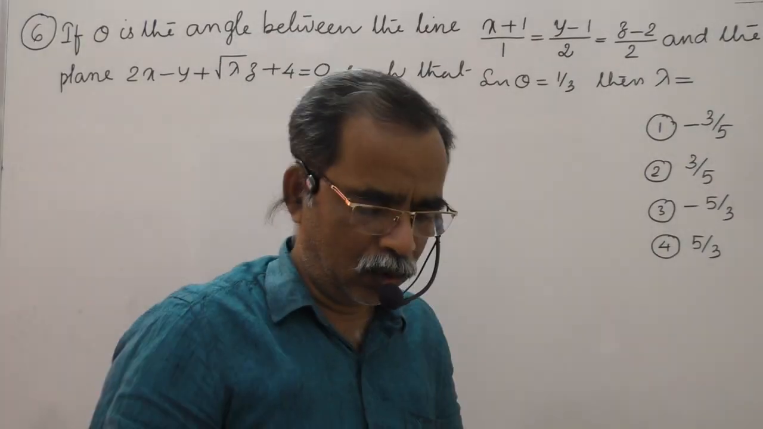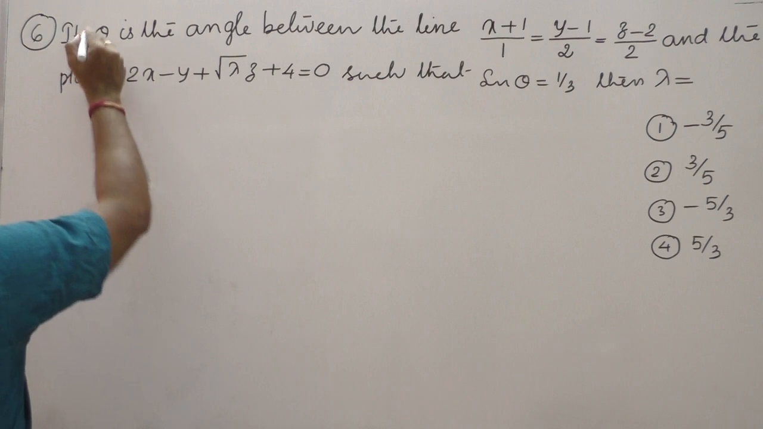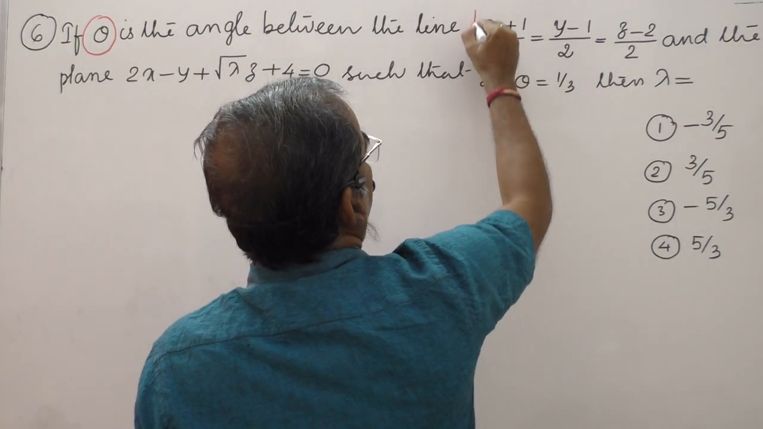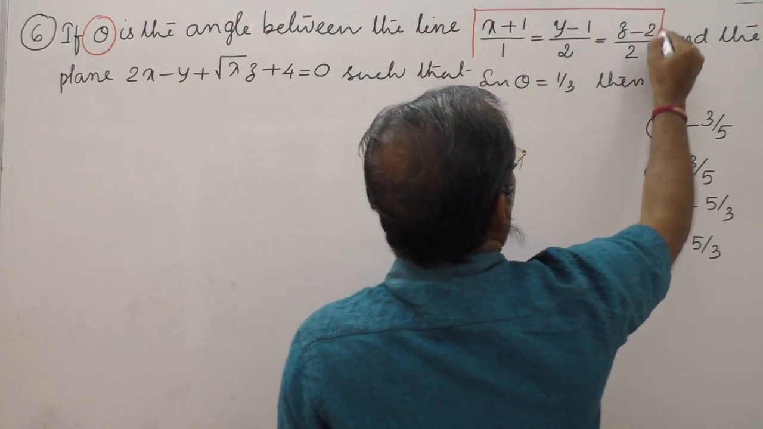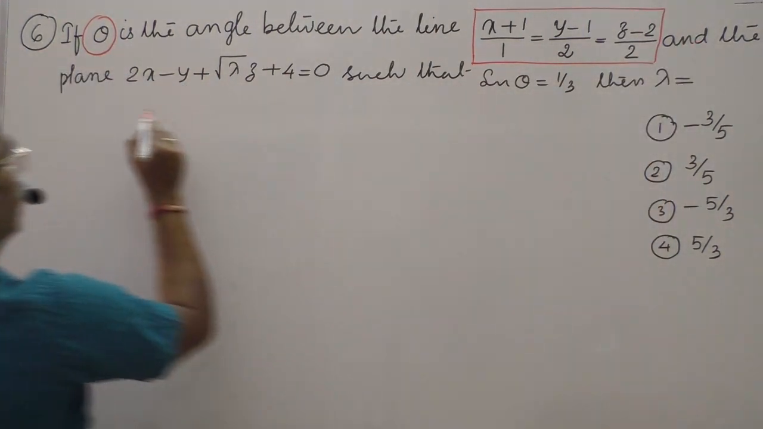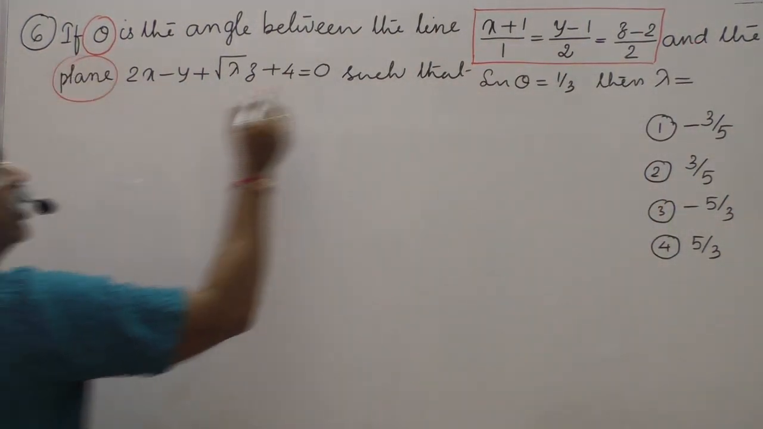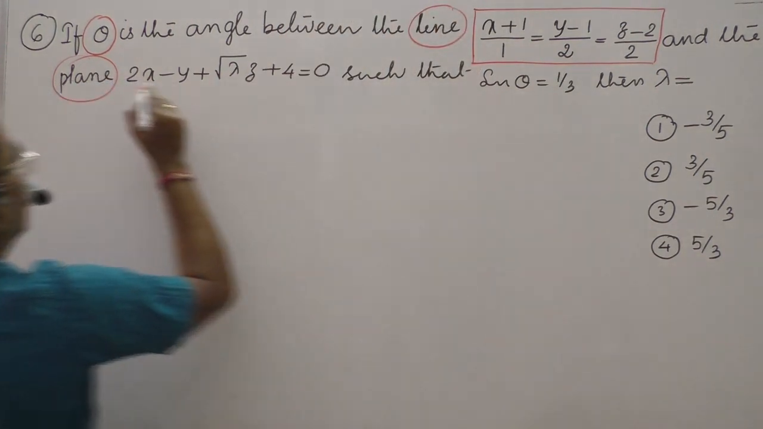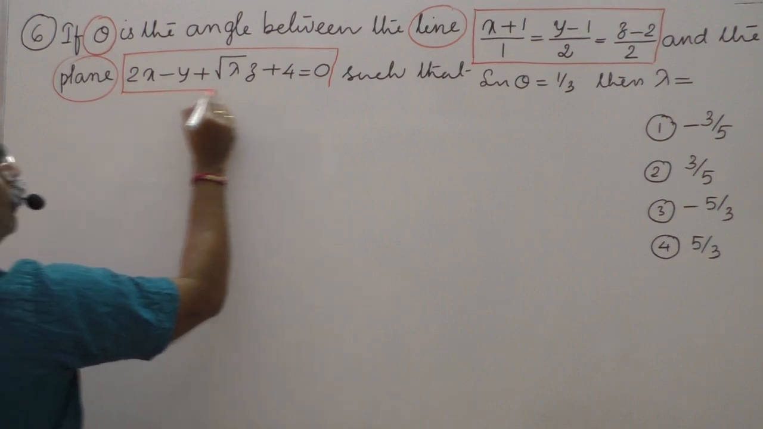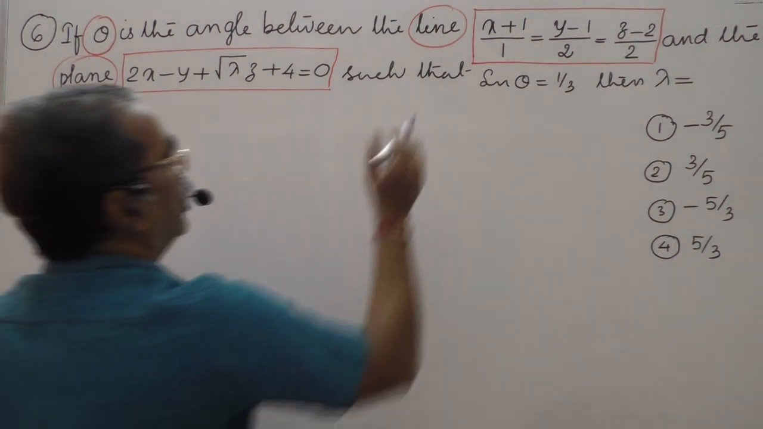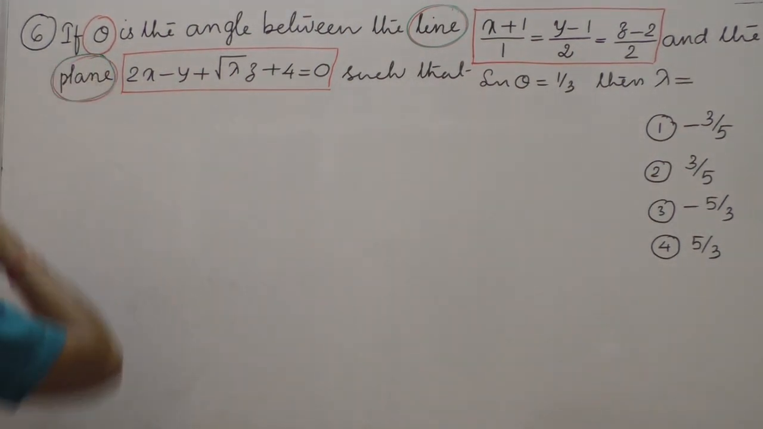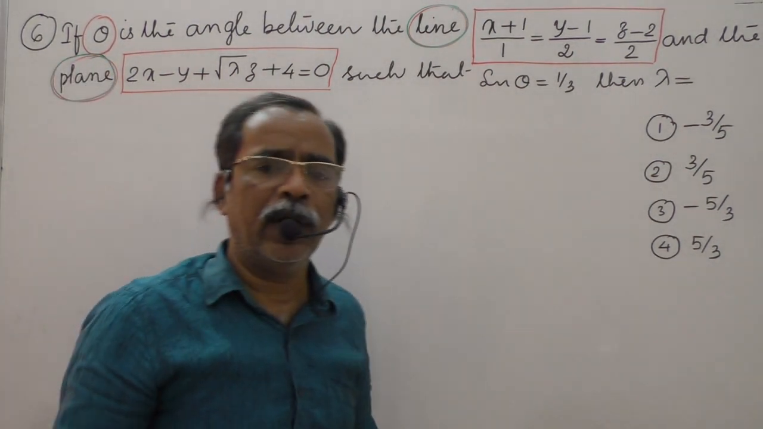Yes. Next question. See, if theta is the angle between this line and the plane. Here, what is this? This is the plane and this is the line. The plane's equation is this. So there is a line here and a plane is there. Angle between a line and a plane.